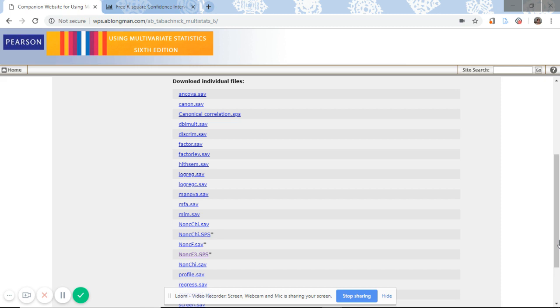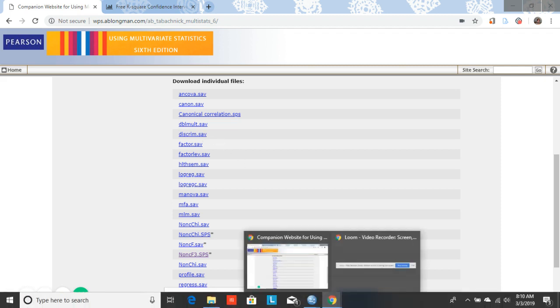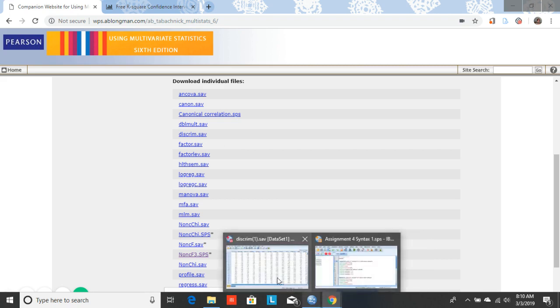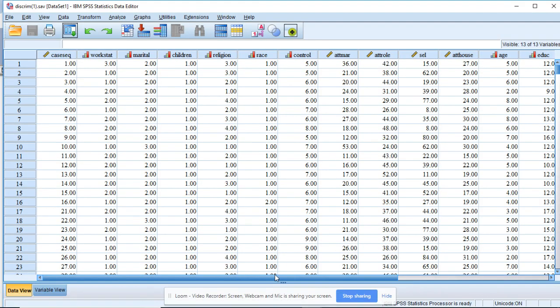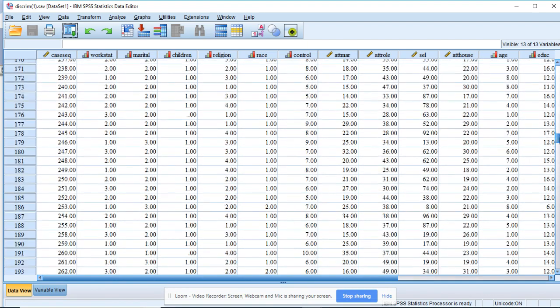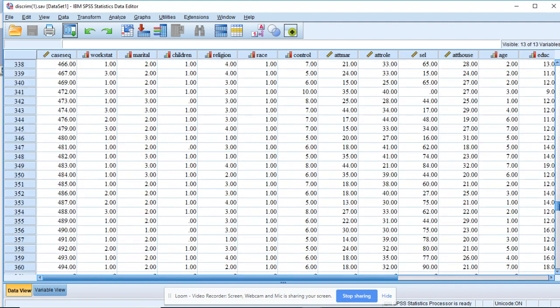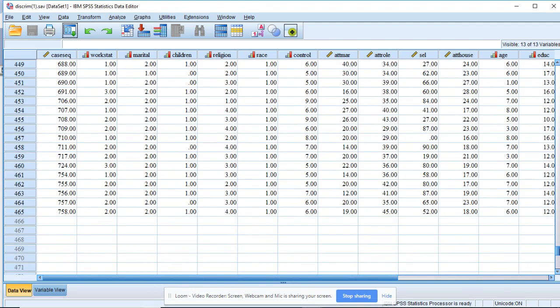So we start with obtaining the right data set, which right here is discrim.sav. That's the discriminant analysis data set that they are using in this chapter, and you can download that if you don't already have it. I am going to go ahead and open it up. Here we have a total of 465 cases. If we scroll down all the way to the bottom, we can see the total number of cases right now is 465. That's what we're starting with.